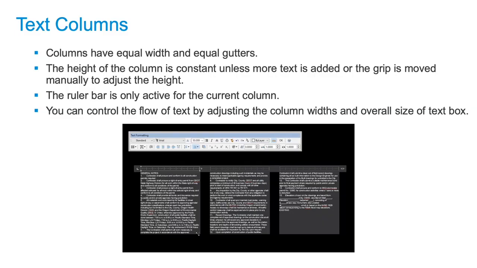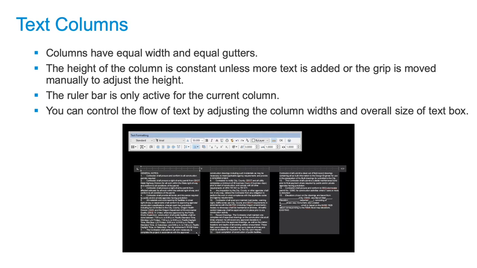When you are working with columns in the in-place text editor, the columns are in a frame. The ruler bar spans across all columns but is only active for the current column. Text basically runs from the first column into the adjacent column. You can control the amount of text in each column by resizing the column widths and the overall size of the text box.